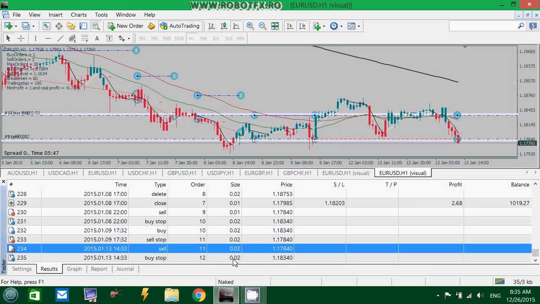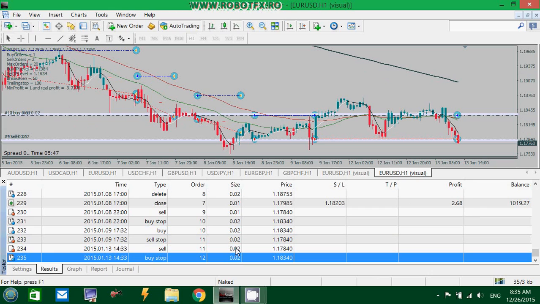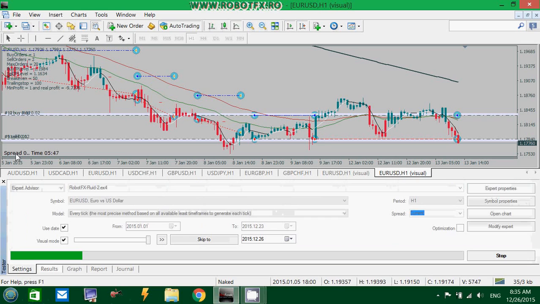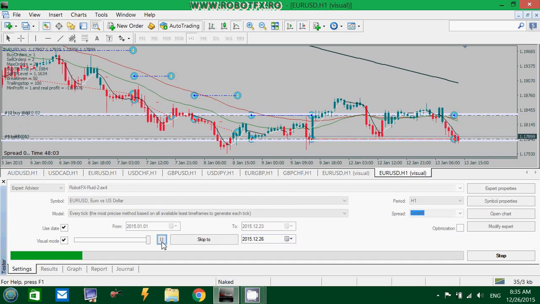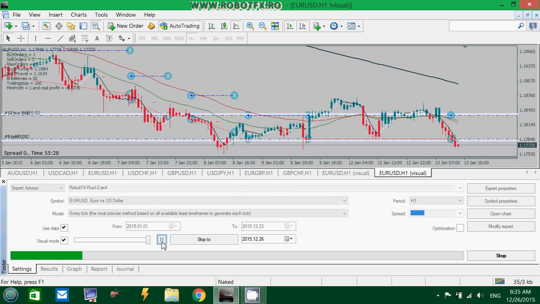You see, it is not doubling the lot size. It calculates it according to the stop loss and the take profit, and this ratio of 1 to 3 in this case. So the next opposite order is buy stop 0.02. Great.